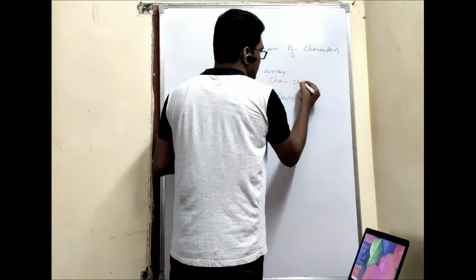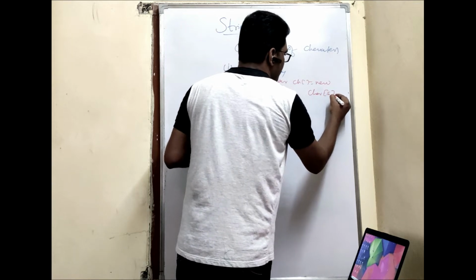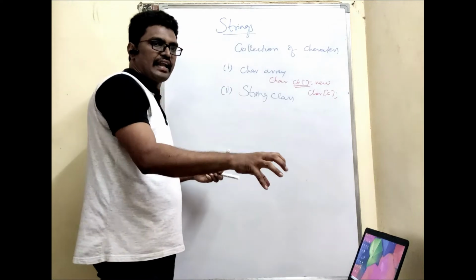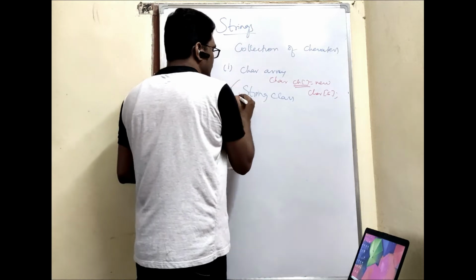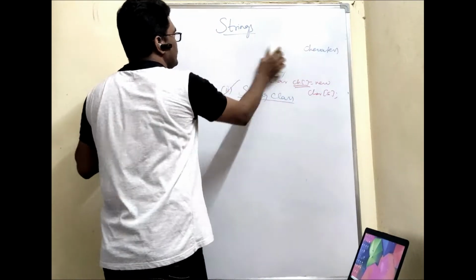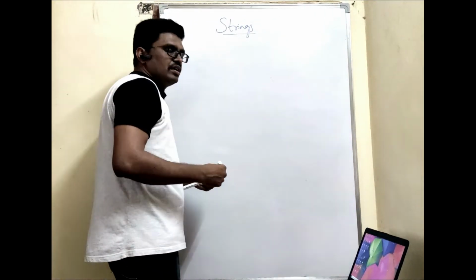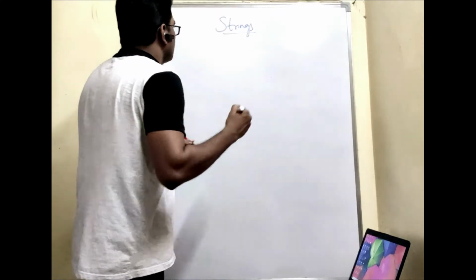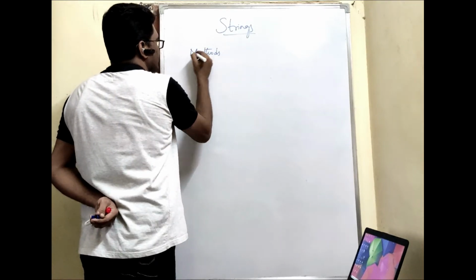Character arrays you already know: char ch = new char[5]. My ch character array can store a collection of 5 characters, which becomes the string. But in Java we preferably go with the String class instead of a character array. We don't use character arrays, but we use the String class. Why? Because the String class contains predefined methods by which you can perform different operations on strings. So what are the methods? We'll see. There are different methods in the String class.